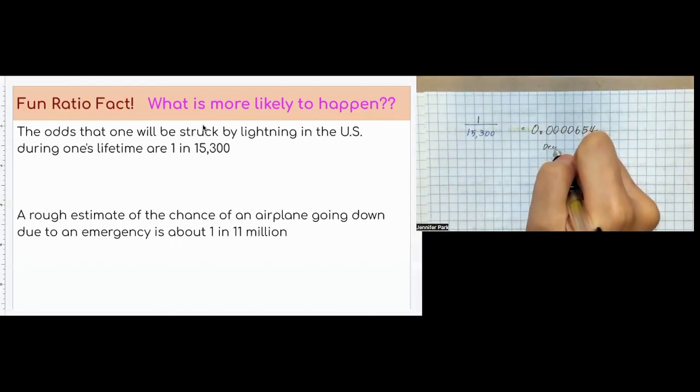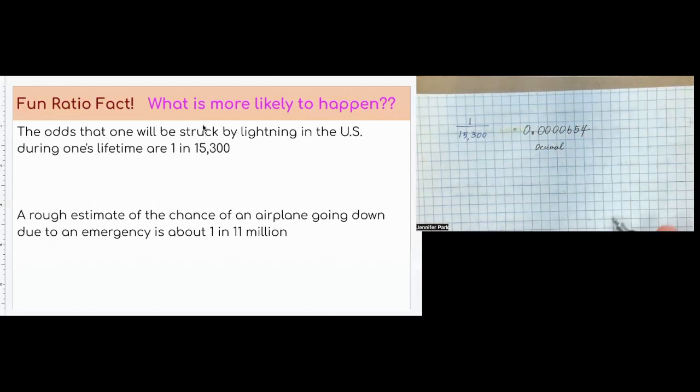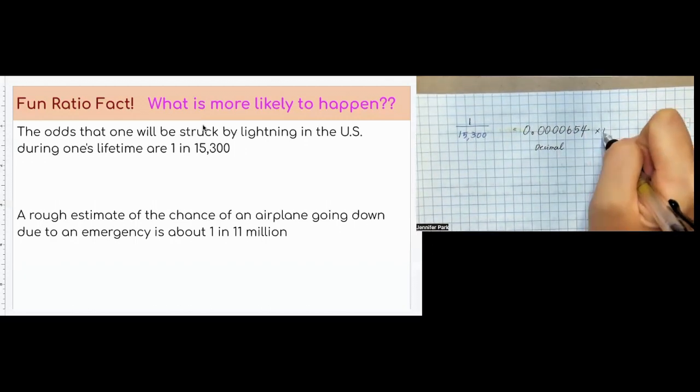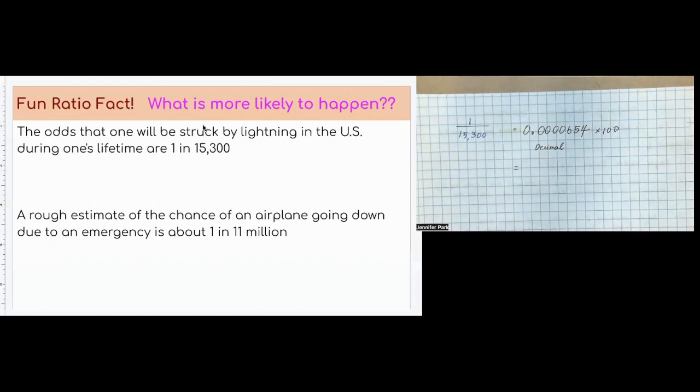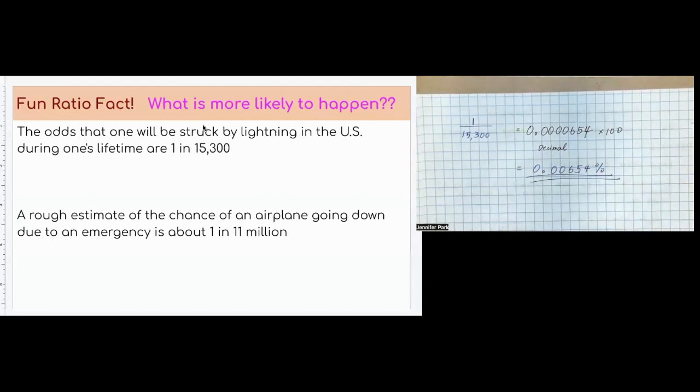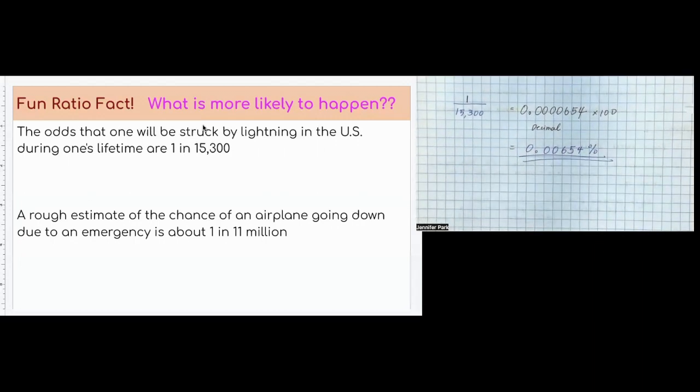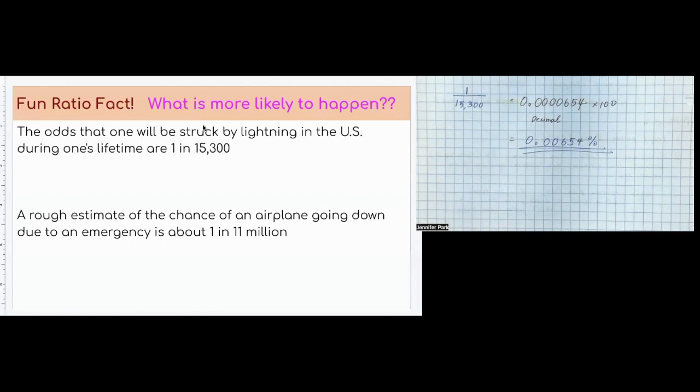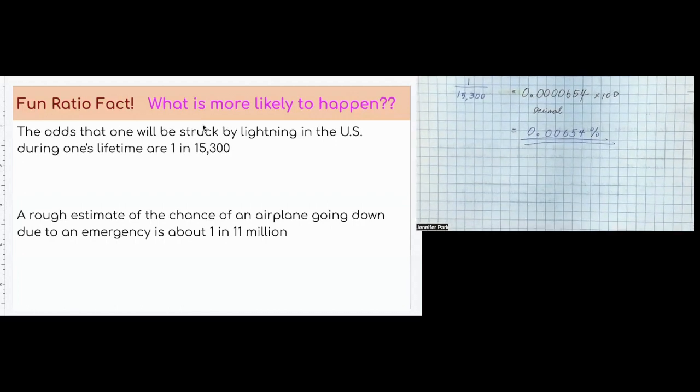So if you want to turn that as a percentage, remember, we're going to multiply by 100. And then that times 100 is going to give us 0.00654%. That's the chance of a person getting struck by lightning in the United States during a lifetime. That is very, very, very small. All right. Now let's compare that to the next statement.